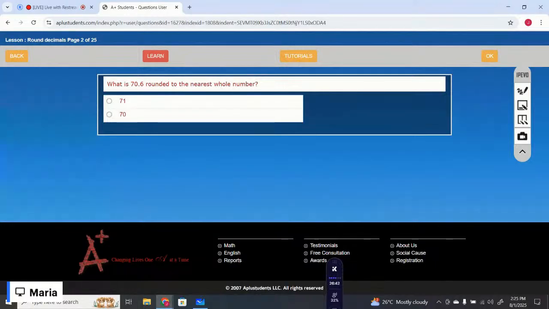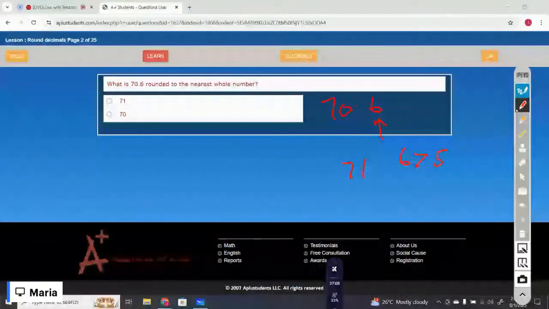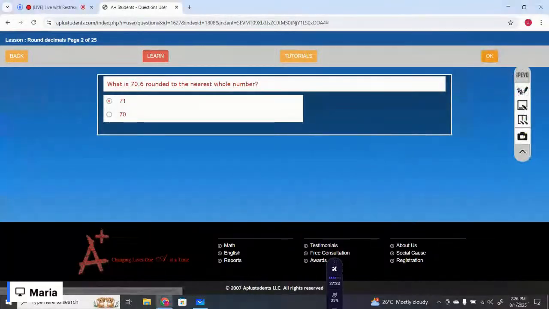What is 70.6 rounded to the nearest whole number? So that is 70.6. The digit right after the decimal point is 6. 6 is greater than 5. So you need to round up, add 1 to the whole number. So it would be 71. That would be 71. The correct option is 71. Option number 1 is the correct option.